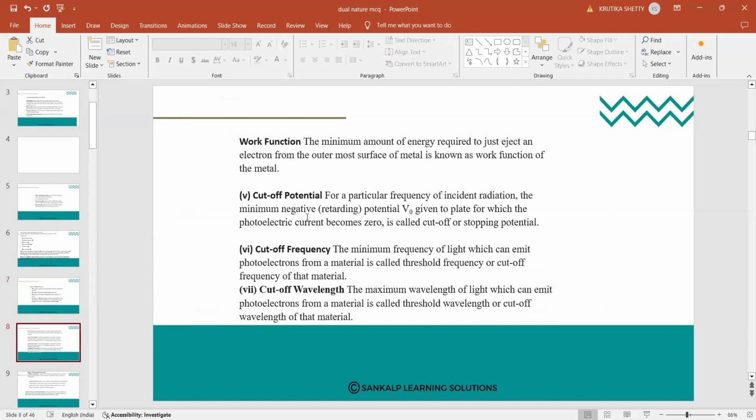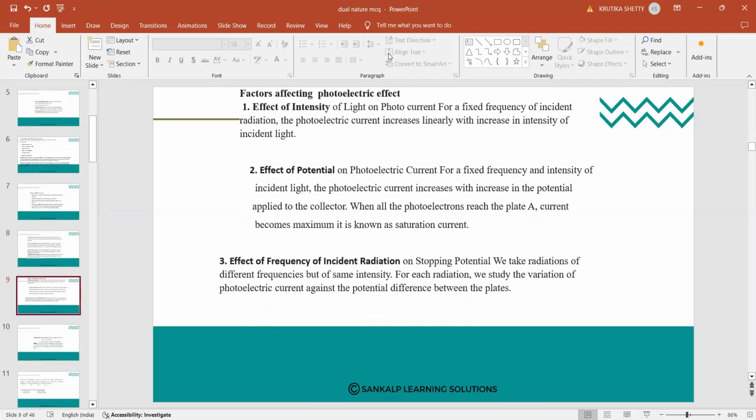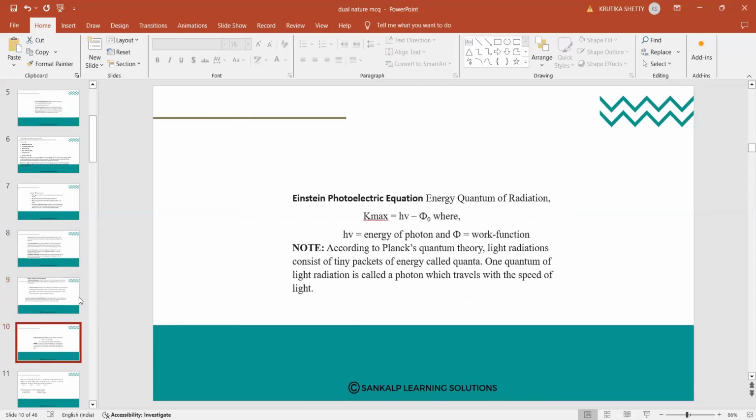Here work function we have defined, and cutoff potential. So cutoff potential is nothing but what? For a particular frequency of incident radiation, it is the minimum negative potential given to the plate for which the photoelectric current becomes zero. Stopping potential is also called cutoff potential, so please remember that. Cutoff frequency is similar to the threshold frequency. Cutoff wavelength is similar to the threshold wavelength you described yesterday. The effect of intensity we have seen, it is directly proportional. Effect of potential we have discussed. Effect of the frequency of the incident radiation also we have discussed.